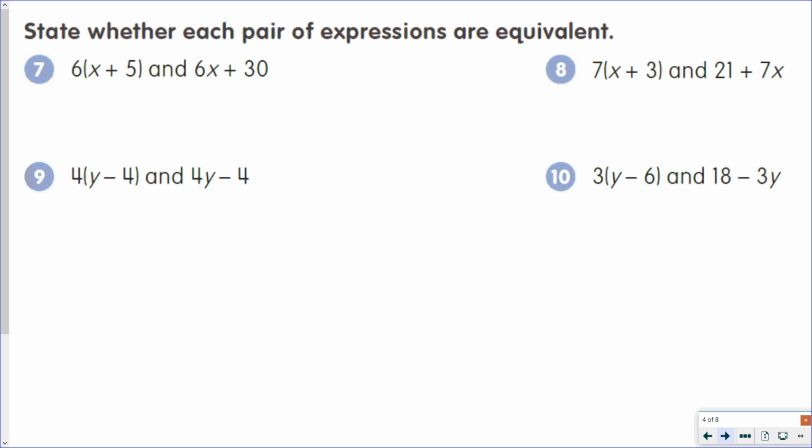We're going to state whether each pair of expressions are equivalent. So we're going to do our distributive property on number 7. 6 times x is 6x. 6 times 5 is 30. And those are the same. So yes, they are equivalent.